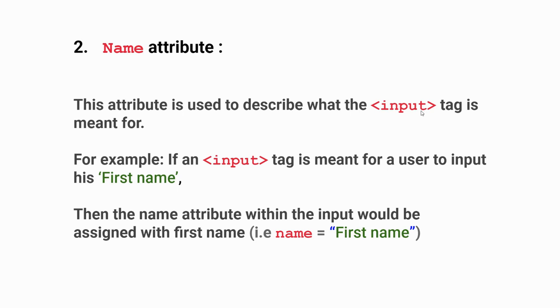For instance, if you have an input tag that is meant for a user to input his first name, then the name attribute within the input tag would be assigned with the first name. That is, name will be equals to first name, which is in double quotation marks. So the name attribute basically tells you what the input tag really is all about.